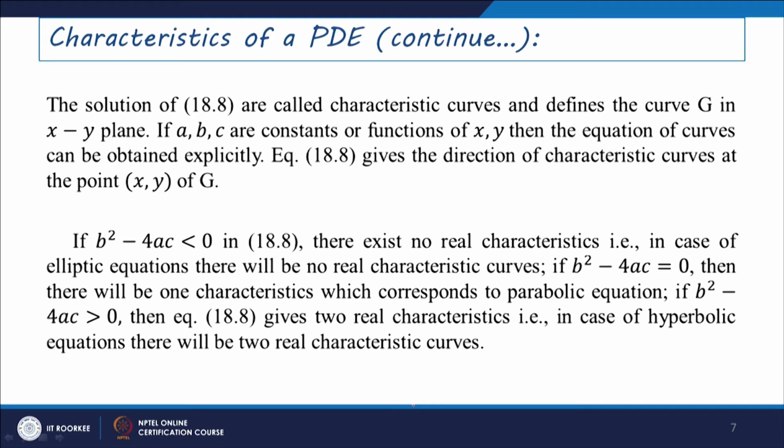Then there does not exist any real characteristics, that is in case of elliptic equations. So this is the condition that is justified in case of elliptic equations, there will be no real characteristic curves. And if you consider b square minus 4ac equals to 0, then that will represent the parabolic equation form. This can be justified for a single characteristic, so we will have one characteristic there. But if you go for b square minus 4ac greater than 0, then this equation 18.8 will provide two real characteristics, that is in case of hyperbolic equations there will be two real characteristic curves there.